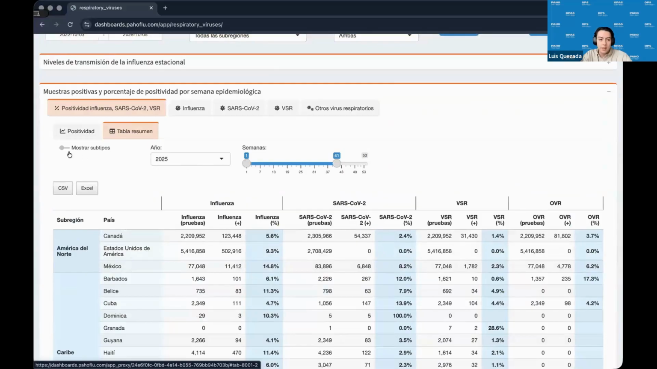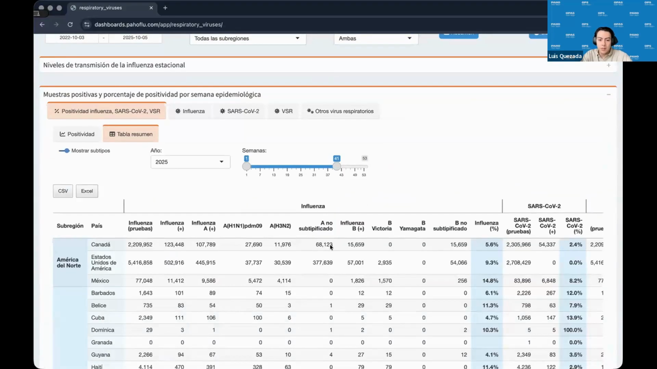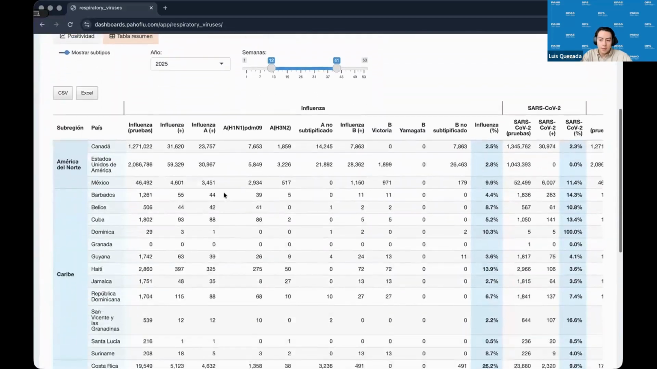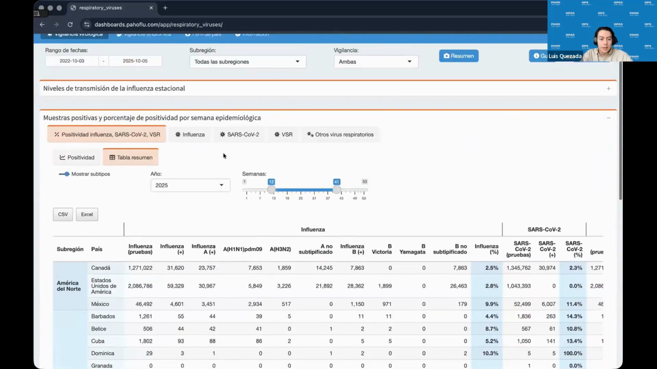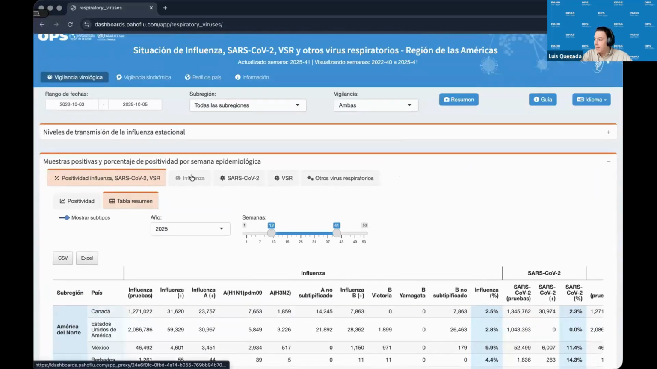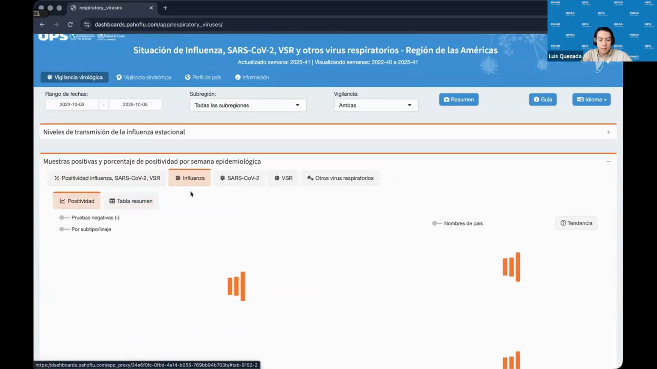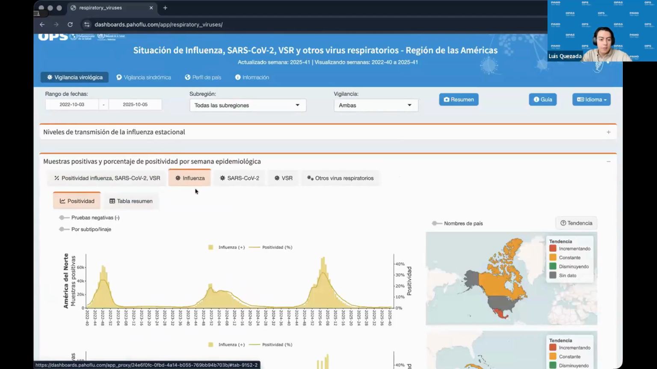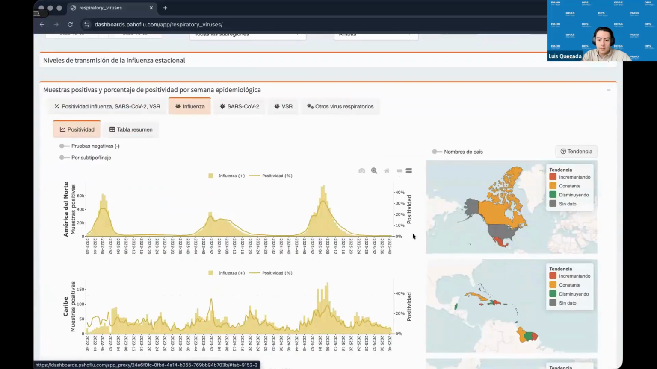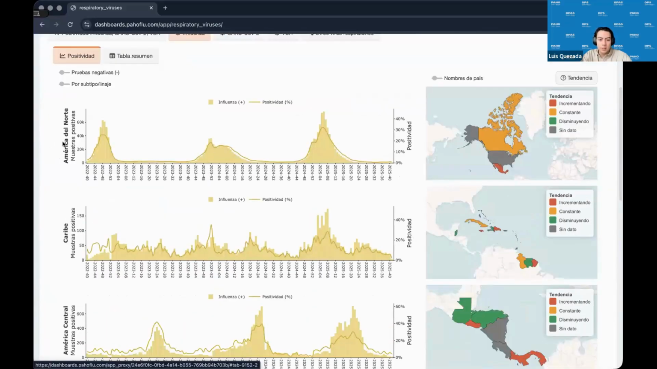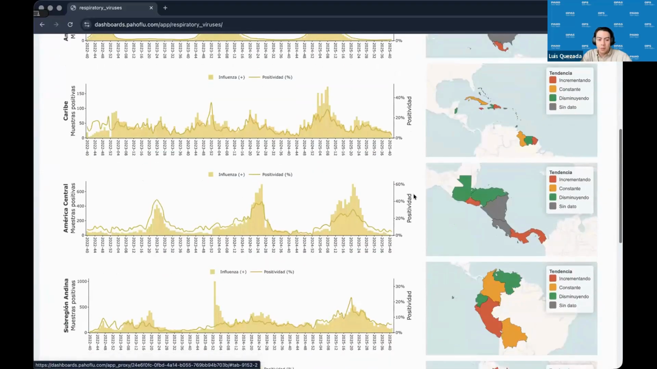And we can use these filters, for instance, to activate the types and subtypes of influenza, selecting different years or a range or a specific period of epidemiological weeks for a specific year. This box allows us to see the detail for each of the viruses. For instance, for influenza, we can see visuals that show the positive samples as well as the percentage of positives by subregion or by country.